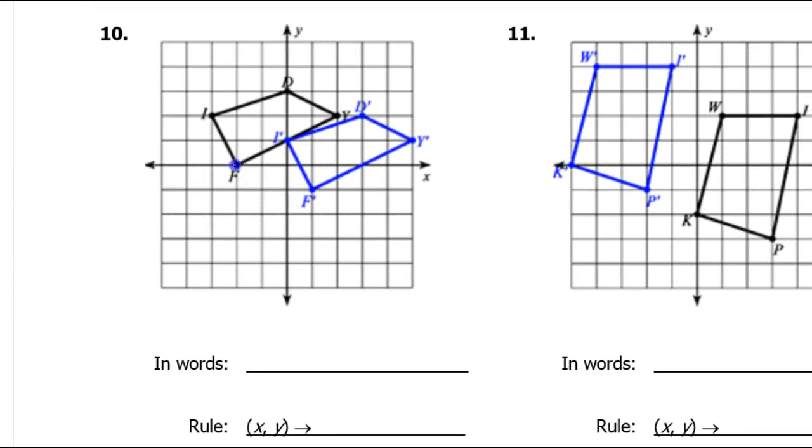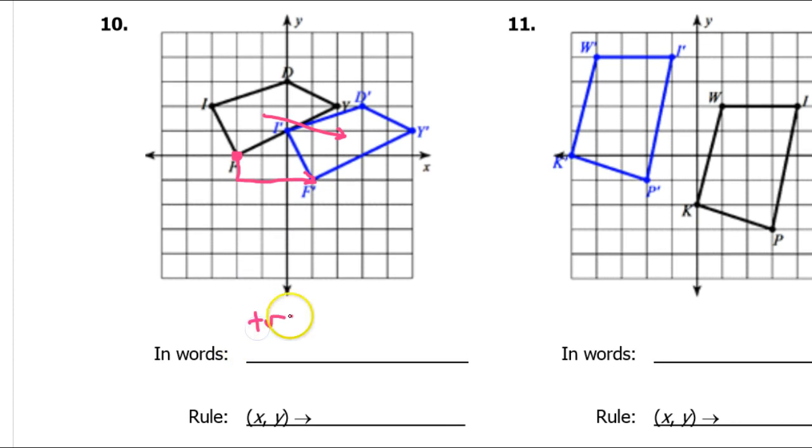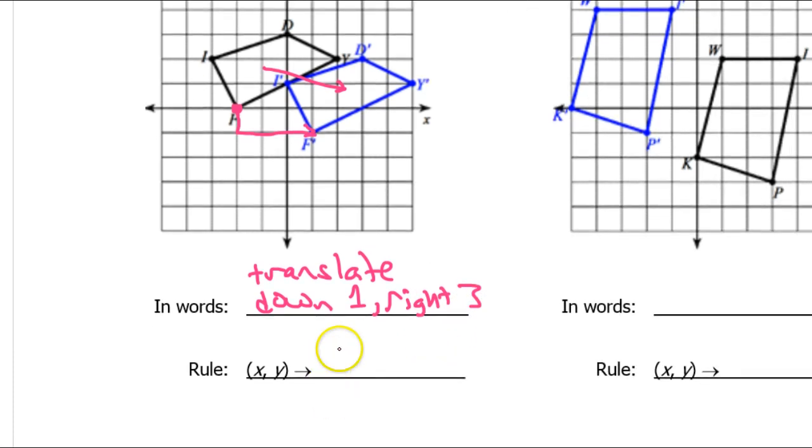So looking at problem number 10, again, this is the pre-image and this is the image. No primes, and then this one has primes. So let's track a single point. I'm going to choose point F to F prime. So we would have to move down 1 and right 3. So translate down 1 and right 3.